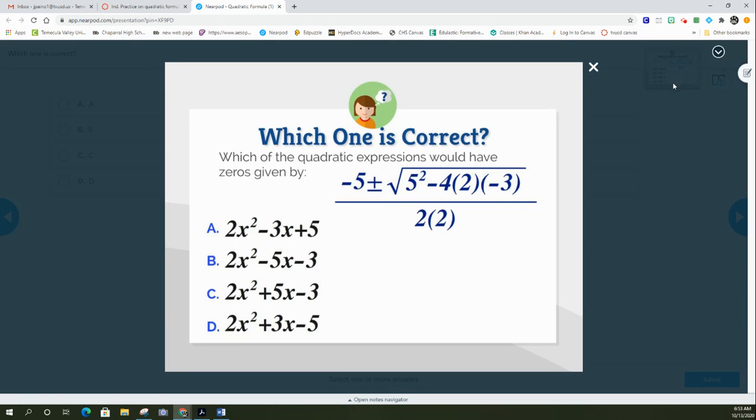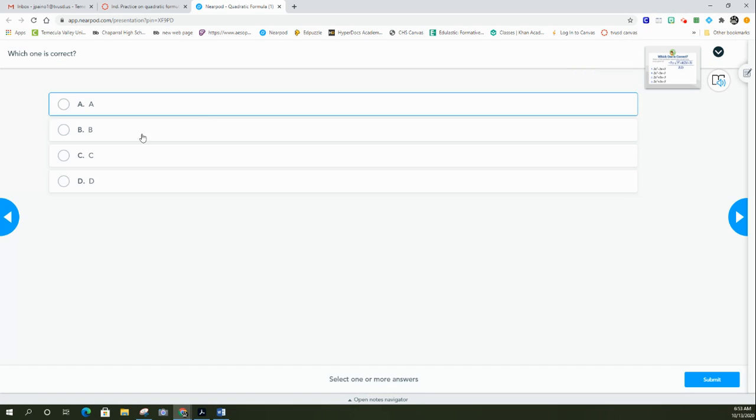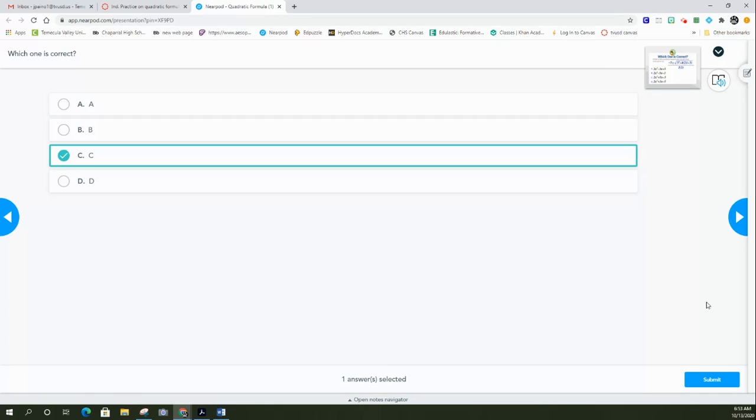All right, so question is, which one is correct? We're looking at this right here, remember, is negative b. So the opposite of b, so the only one that has b as being a positive 5 is right here. Then b squared, 4ac, a is 2, c is negative 3, so this is definitely c. So come back here and we pick c.